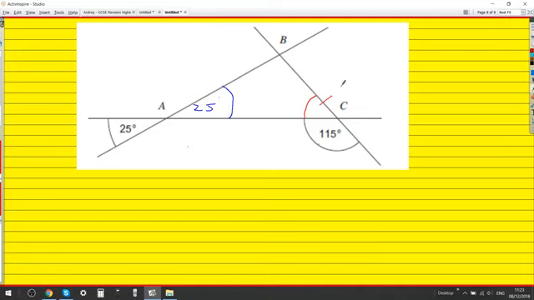And how could you get the top angle? Would you add the two angles you've got already and take that away from 180? Yeah. That's 90. So that's 90 degrees.